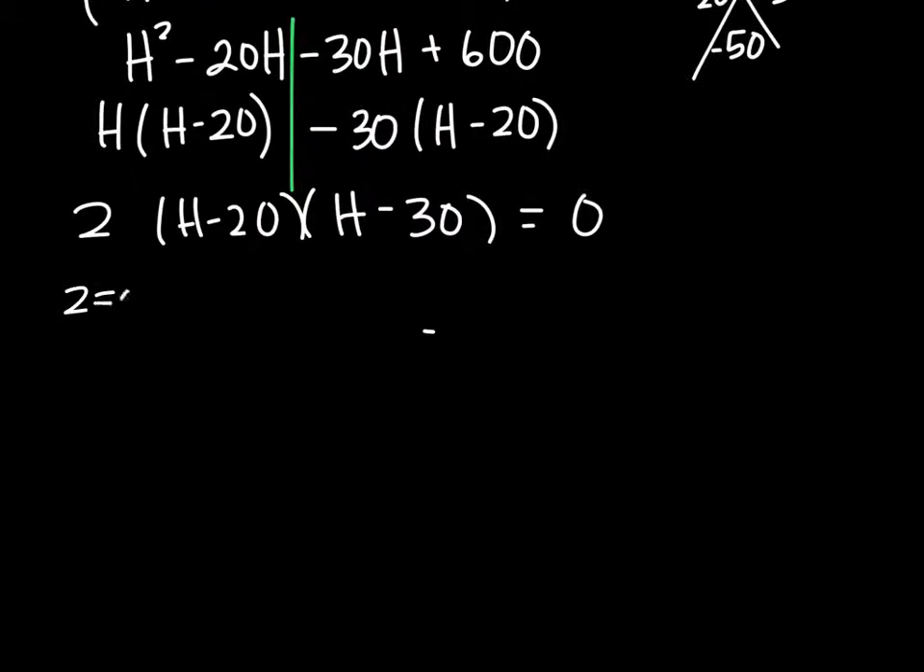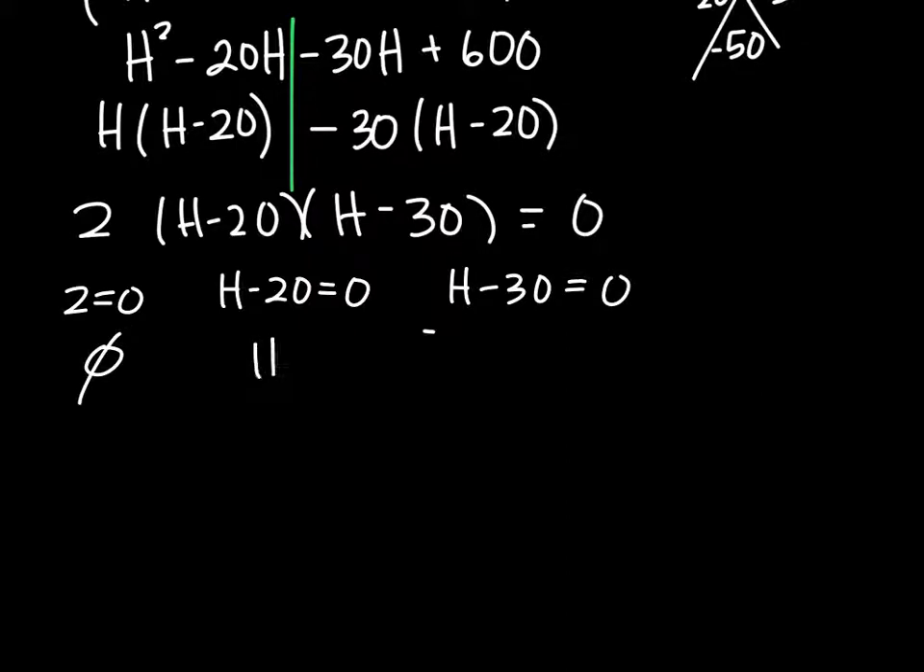So 2 equals 0, h minus 20 equals 0, h minus 30 equals 0. So I get 2 answers for h. It could either be 20 or 30 feet. So when you design your rectangle, it could either be a rectangle that was 20 feet high, or it could be a rectangle that was 30 feet high.